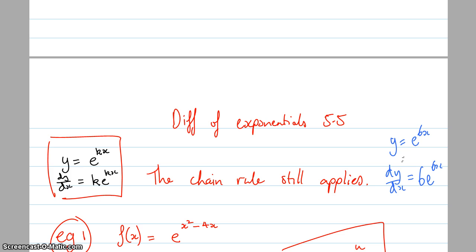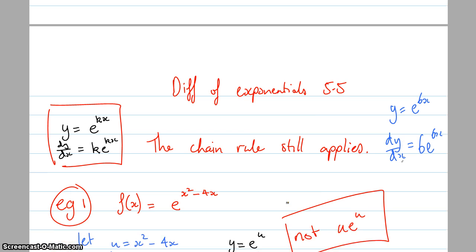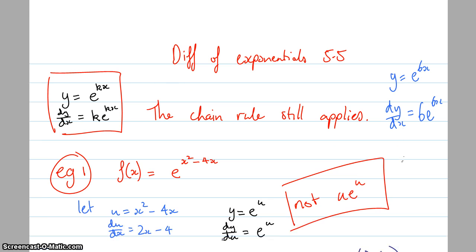Let me show you a more challenging one. I've got f of x equals e to the power of x squared minus 4x. I'm going to use the chain rule for this one because I have a function inside another function. e to the x is my outside function, and the inside function is x squared minus 4x. So I'm going to say that u equals x squared minus 4x, and then y equals e to the u. Then I'm going to get du dx and dy du. This is the chain rule, and du dx is 2x minus 4.